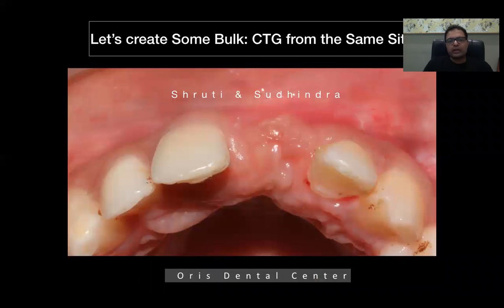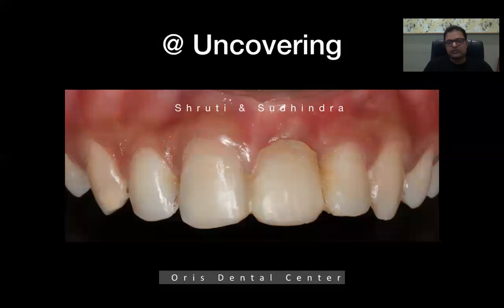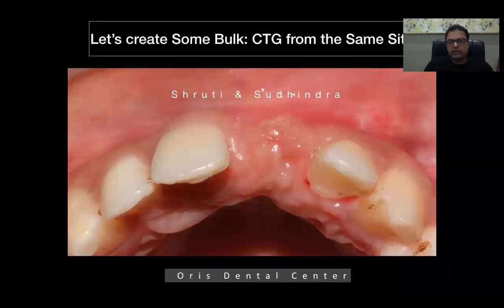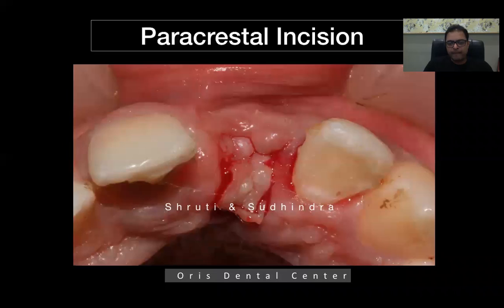Let's look at one more case. This is a case where the implants have already been placed in the 2-1 area. This is a temporary. So when we start uncovering, we have a bit of buccal contour deficiency in the 2-1 area as compared to 1-1.